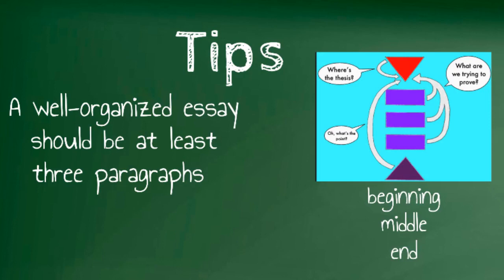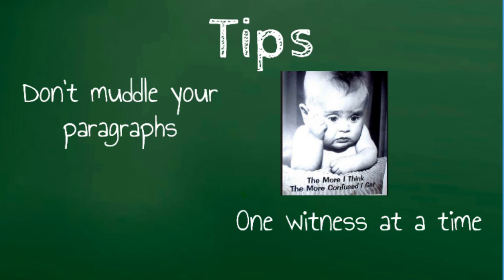Just remember, a well-organized essay should be at least 3 paragraphs. That's a super short essay, but you need at least a beginning, a middle, and an end. Remember not to muddle your paragraphs, one witness at a time. One piece of evidence might need multiple paragraphs in your essay, and that's fine. Just make sure you stick to the topic before you jump to a new piece of evidence.